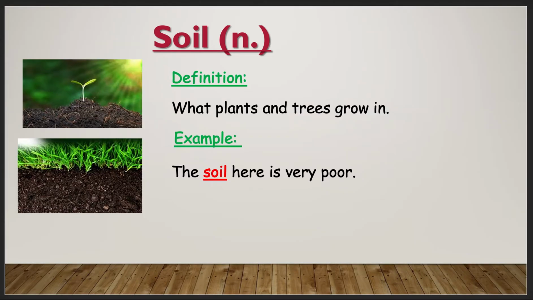The first word is soil, and soil is a noun that means where plants and trees grow in. This part, this black part, is the soil, and this is where any plant grows in. We have an example that says the soil here is very poor. When the soil is poor, it means that it is not good enough for growing any plants.